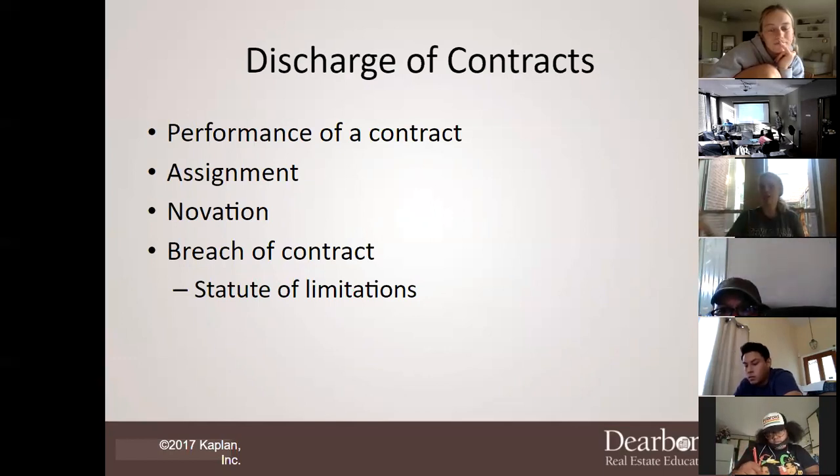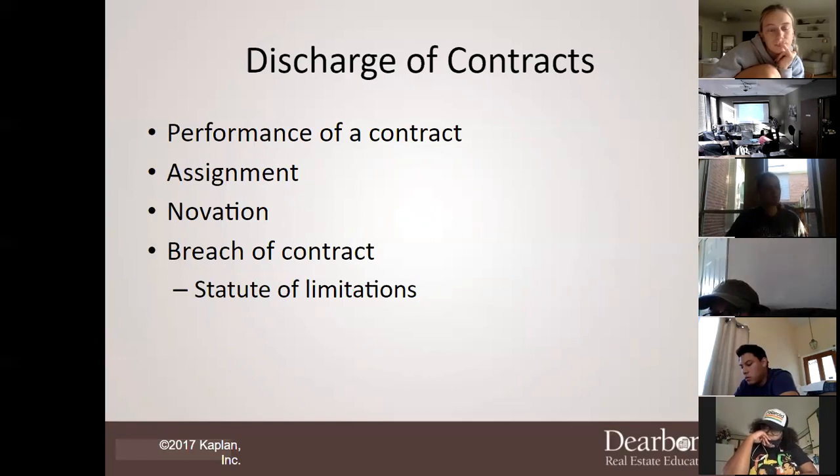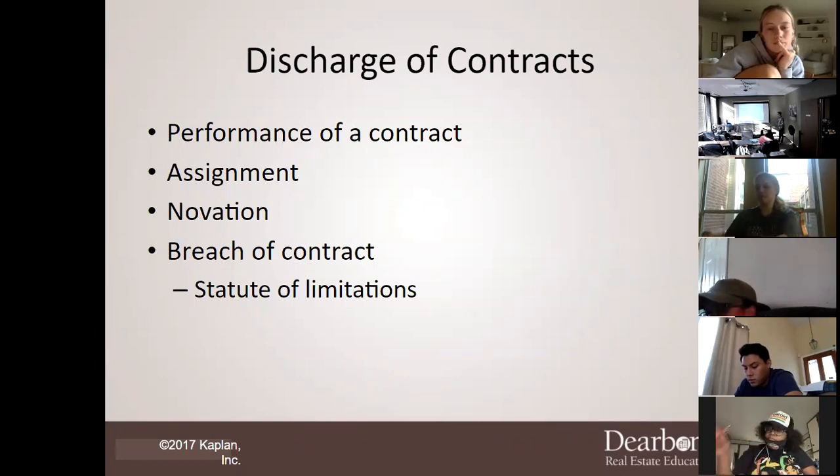Okay, so for performance of a contract. Performance of a contract is completing your contractual duties. Like we said, there are elements of the contract that you have to complete for it to get to executed. So if something goes wrong and something is not performed, then you can discharge the contract. You can terminate the contract. So these are all different ways that a contract can be terminated. Assignment: you can assign interest in the property to another party.